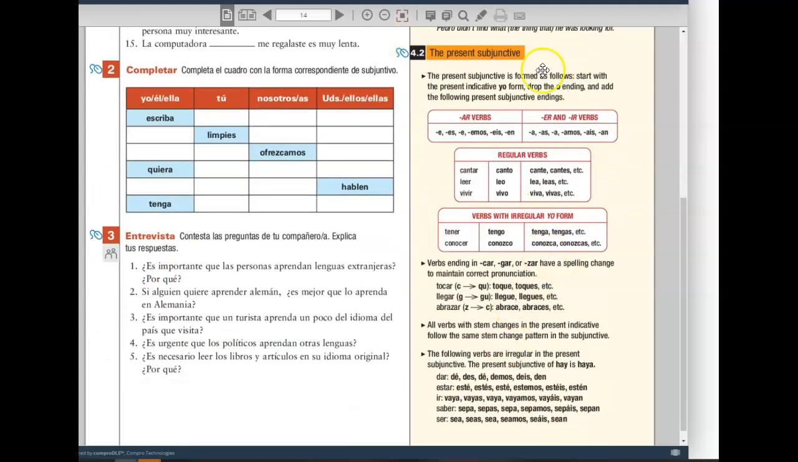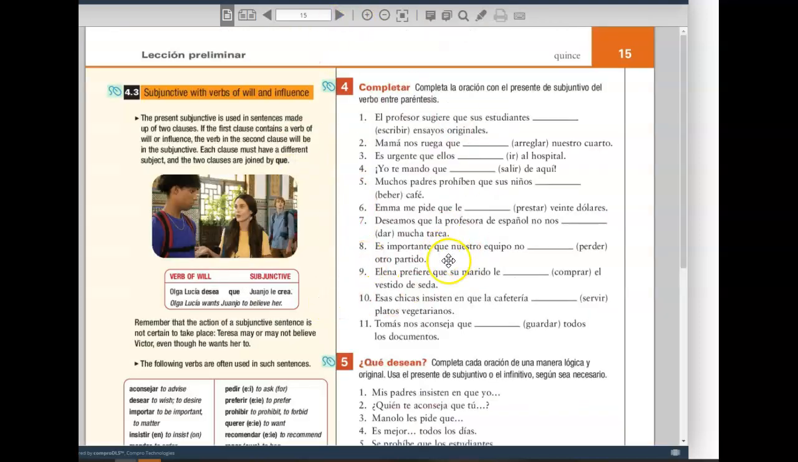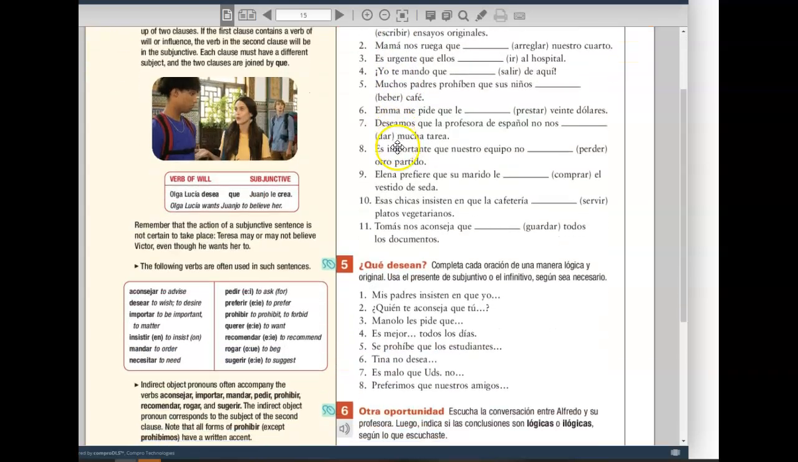So a lot of this top half of notes we covered at the end of last week, and then last class we kind of got into some of the irregularities, car, gar, zar verbs, how they have a spelling change, just like how they do in the preterite in the yo form that's extended to the present subjunctive. Irregular verbs in the subjunctive, you have those at the bottom. Stem changing verbs in the present indicative also have the same stem change pattern in the present subjunctive, and this is where we left off last class, exercise 4 and 5.